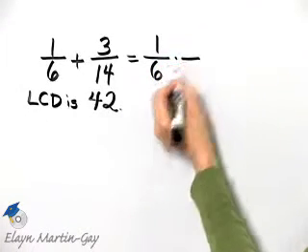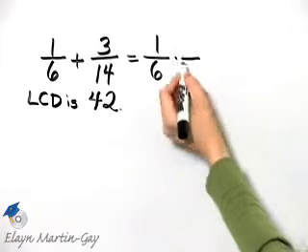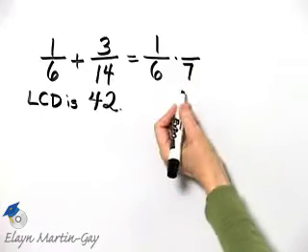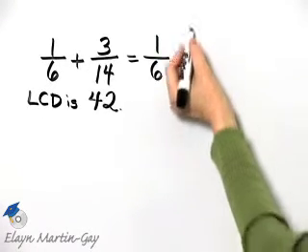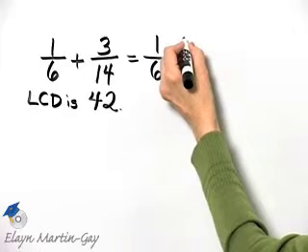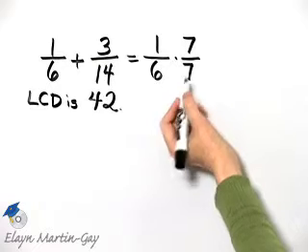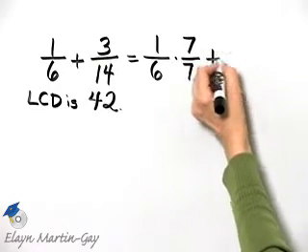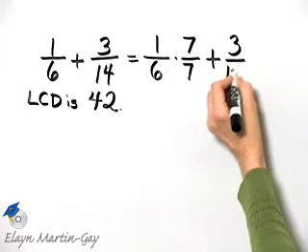So what do I multiply 6 by in order to have a product of 42? I multiply it by 7. In order for me to be multiplying by 1, then, I must multiply by 7 over 7. And I'll do that in just a moment. But let's go ahead and work on 3 over 14.